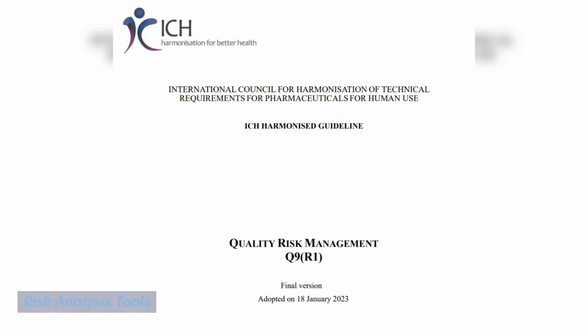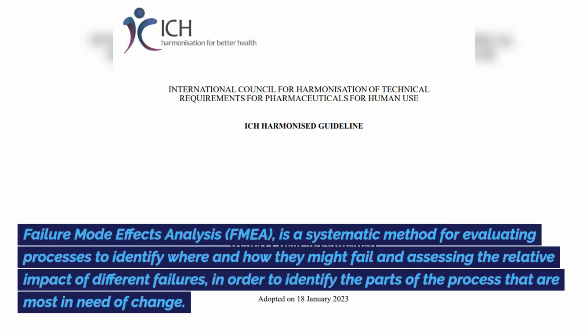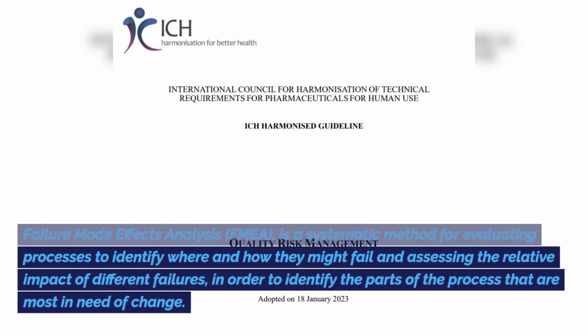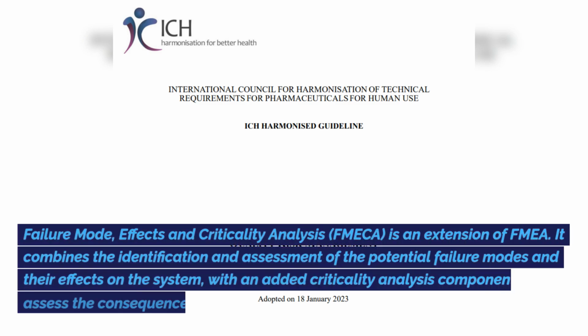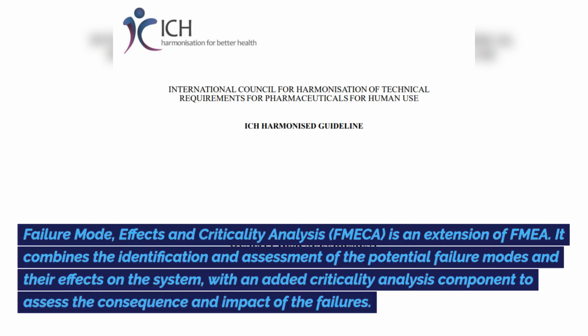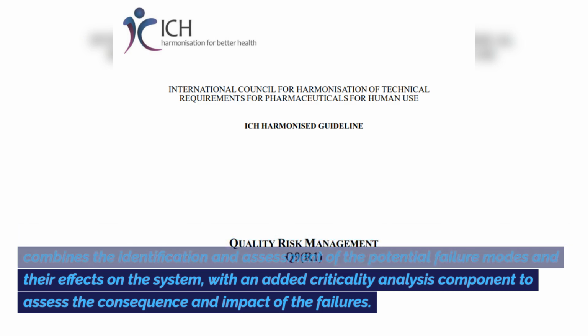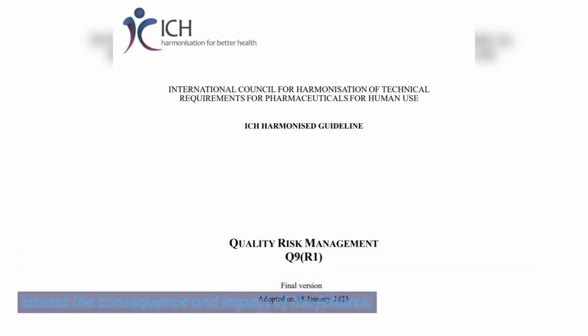Risk analysis tools. Failure mode effects analysis, FMEA, is a systematic method for evaluating processes to identify where and how they might fail and assessing the relative impact of different failures, in order to identify the parts of the process that are most in need of change. Failure mode, effects and criticality analysis, FMECA, is an extension of FMEA. It combines the identification and assessment of the potential failure modes and their effects on the system, with an added criticality analysis component to assess the consequence and impact of the failures.